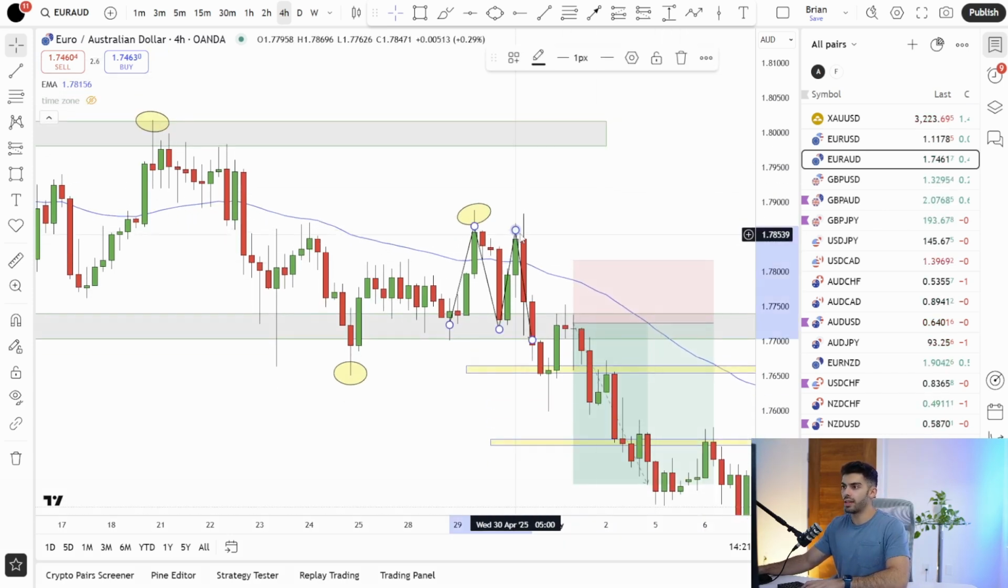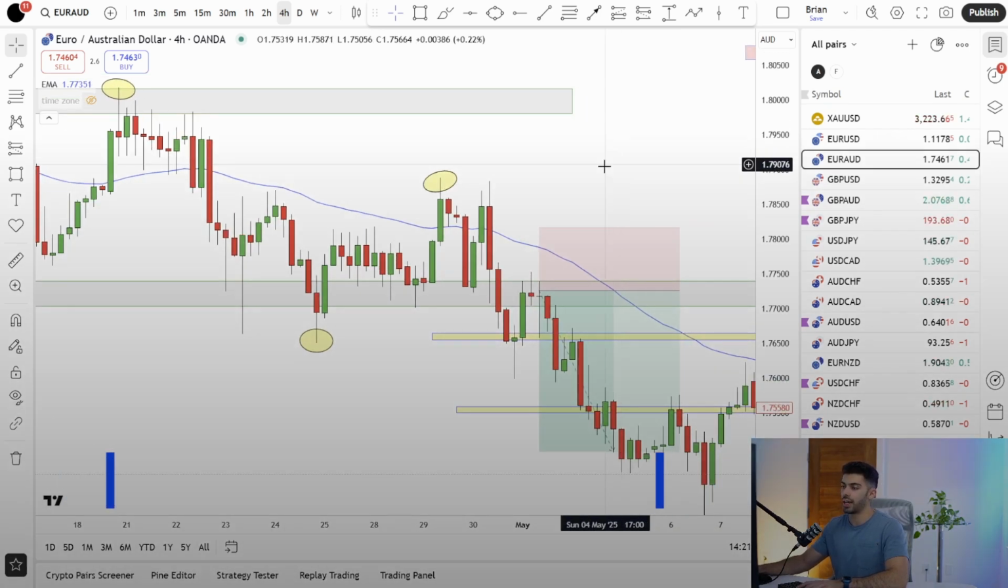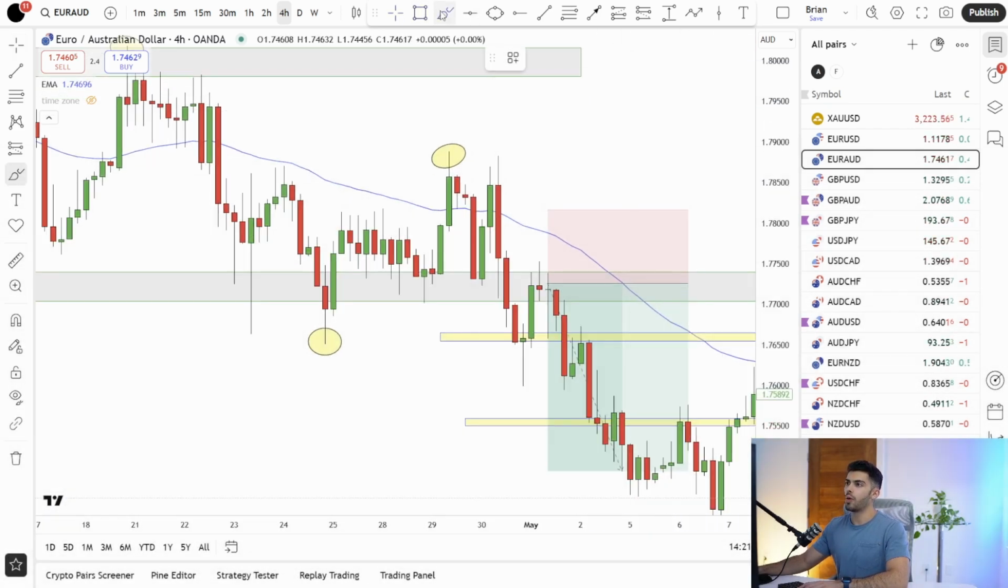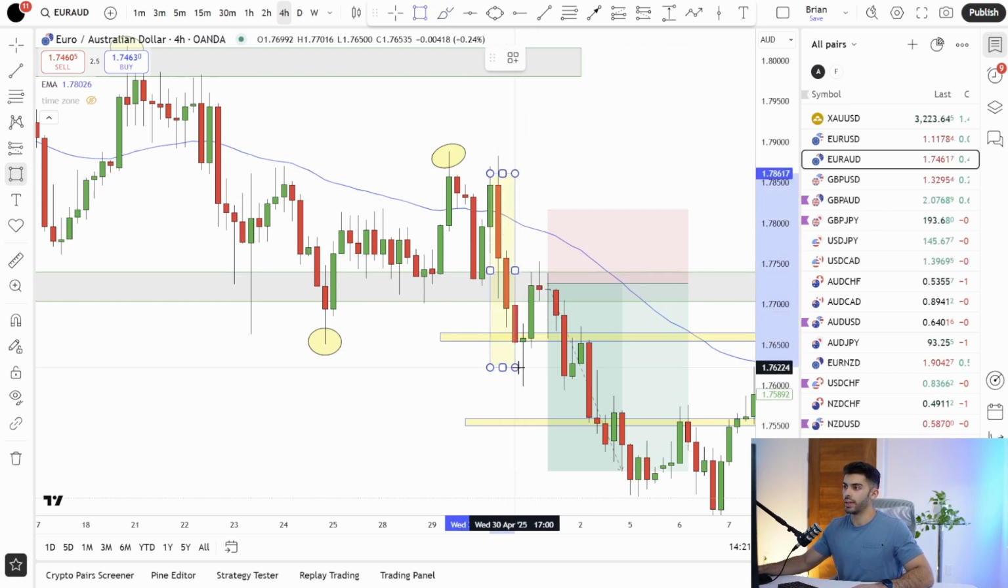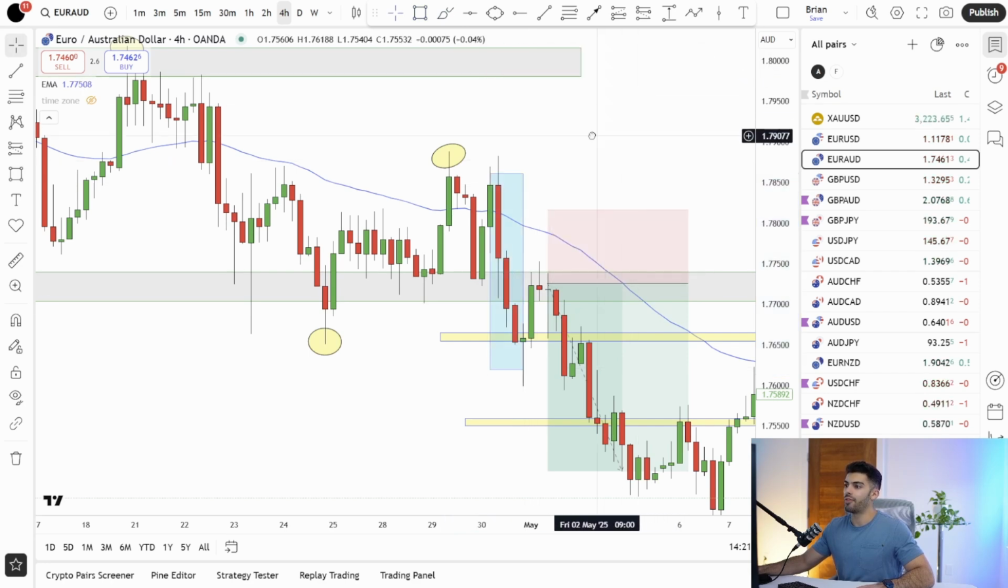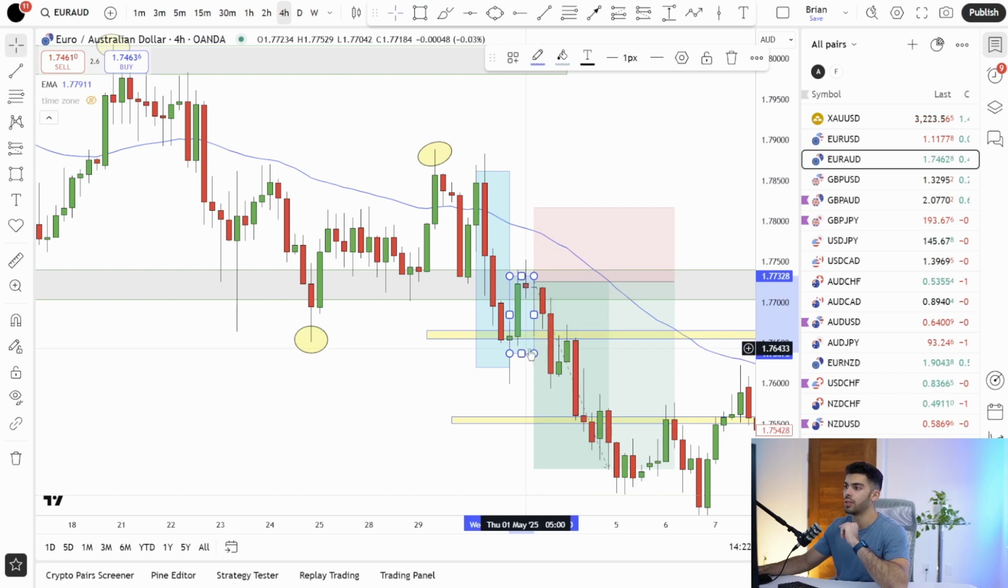Another thing that I want you guys to realize is the size of the bearish candles compared to the size of the bullish candles. For example, the market made 3 super large bearish candles to the downside right here. So it did that, and then it formed one small little weak bullish candle to the upside.